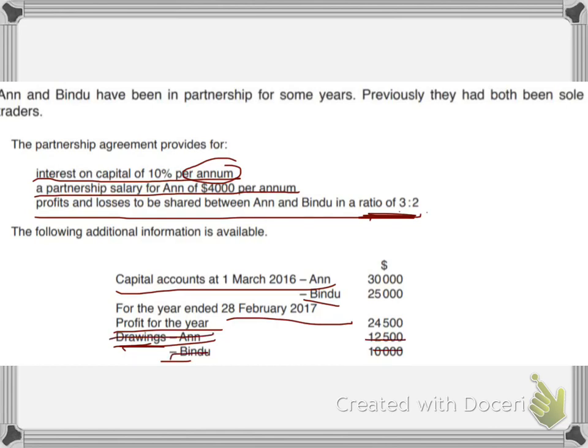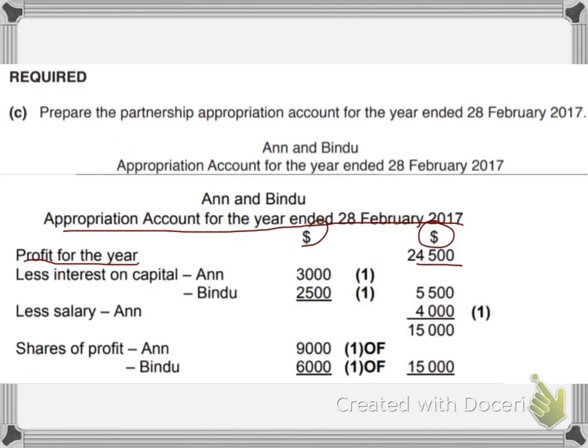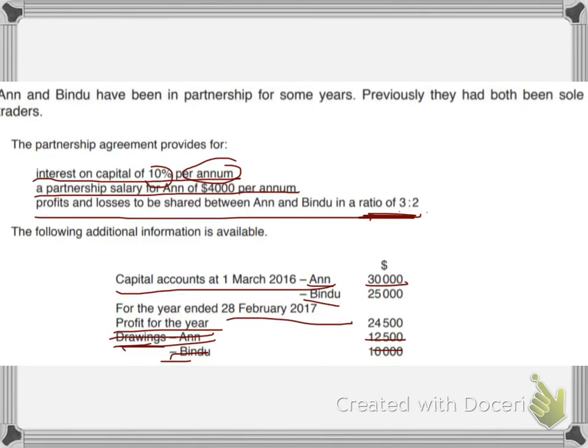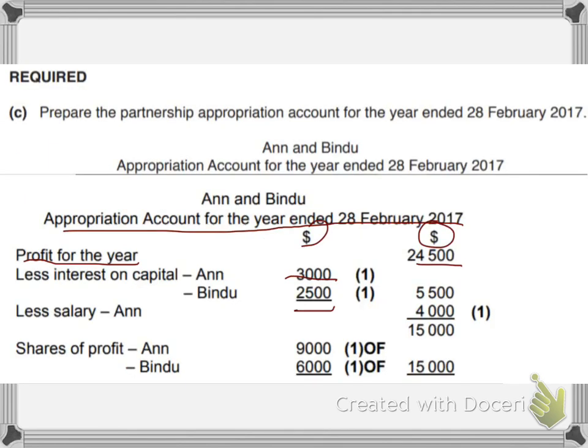After that, we have interest on capital, and we deduct it. So first we will record the interest on capital for Anne. Anne's capital account is 30,000. So we need to do 10% of that 30,000, and we get 3,000. And after that, we need to find it for Bindu. Bindu is also 10%. So 10% of 25,000, and we'll get 2,500. Then we add those amounts, and we get 5,500.